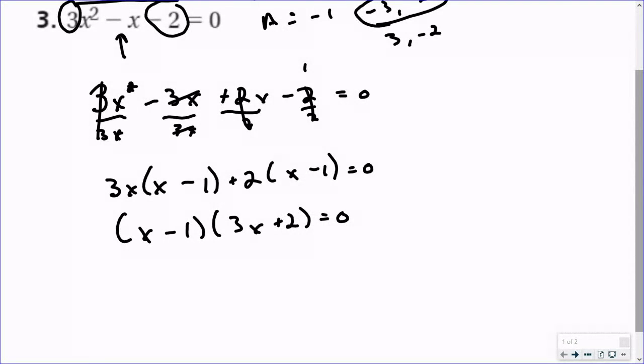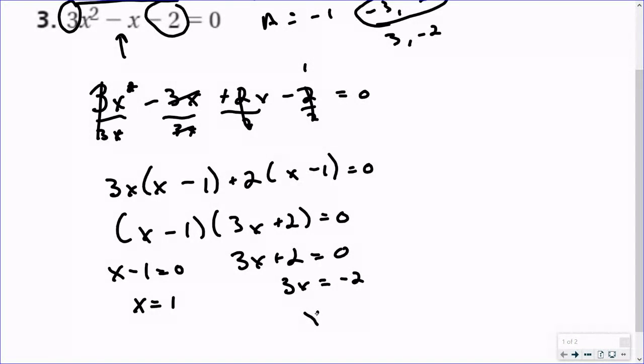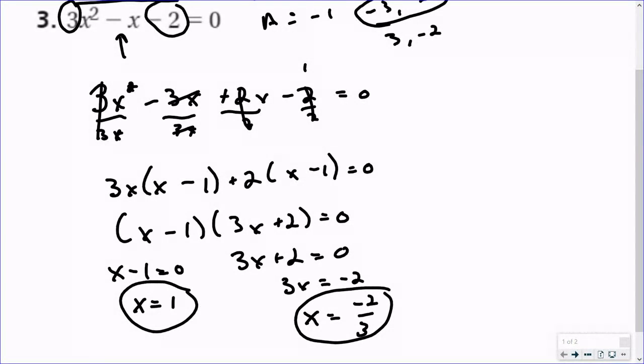Now I'll use the zero property and set both factors equal to 0. This one solves real easy. This one right here is not as easy to solve as the first one. So I'm going to subtract the 2 from both sides and then divide by 3. So those are my two answers for this.